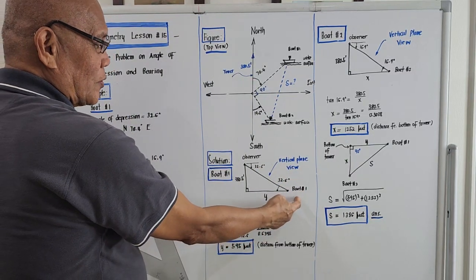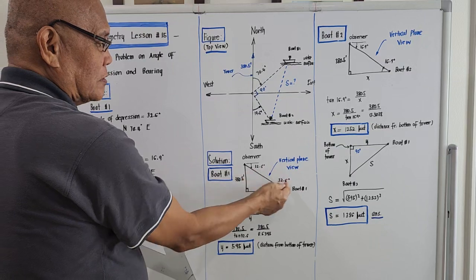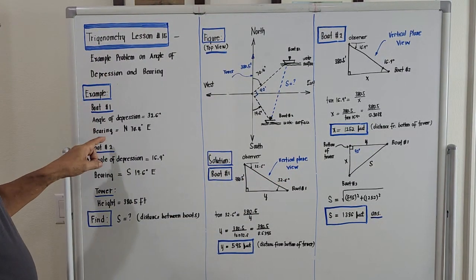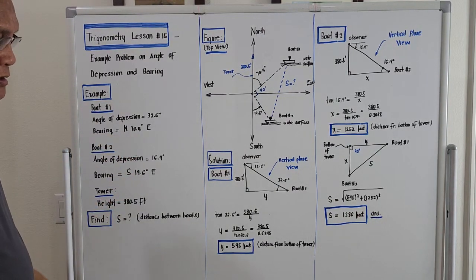So this is boat number 1. The angle of depression is 32.6 degrees. Okay, that's the storytelling for boat number 1. And what is this bearing here? The significance of this bearing here is something like this.